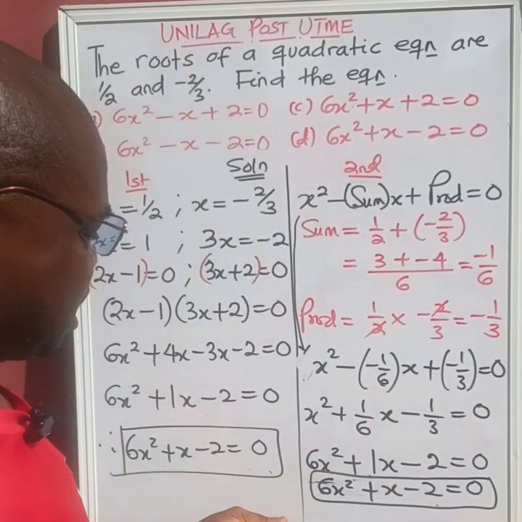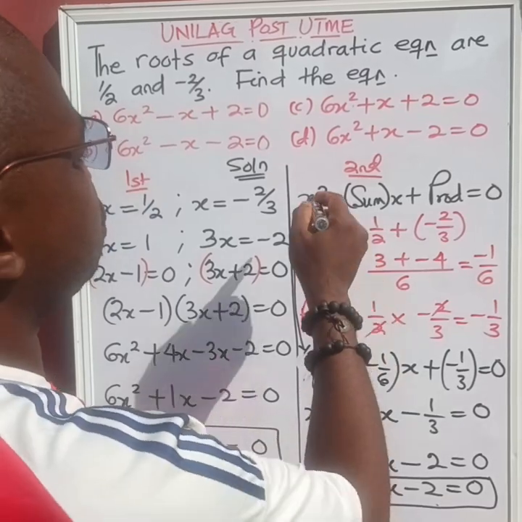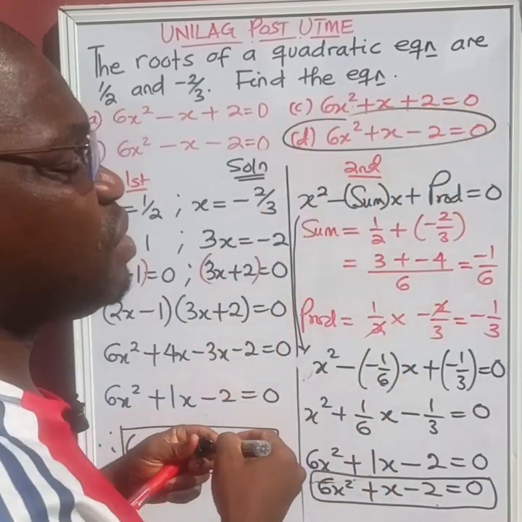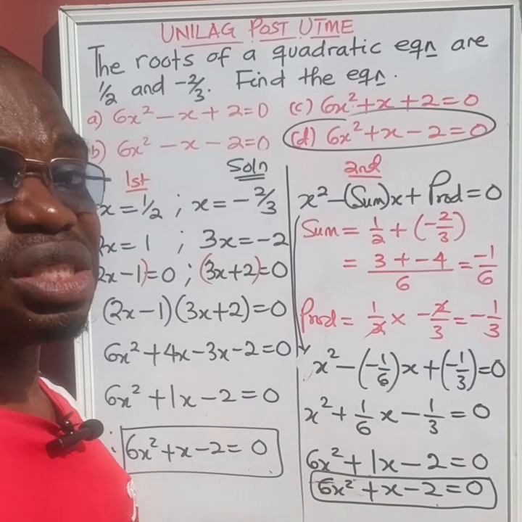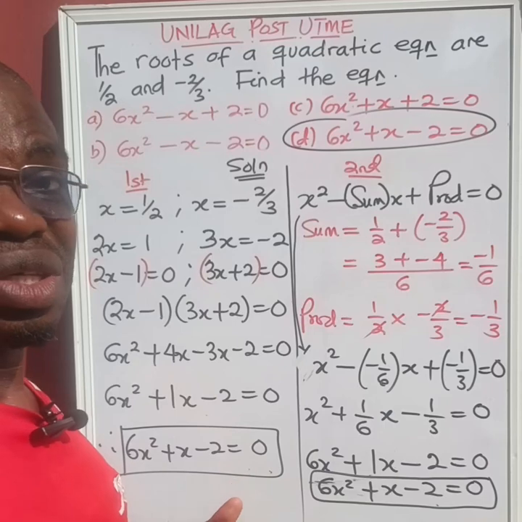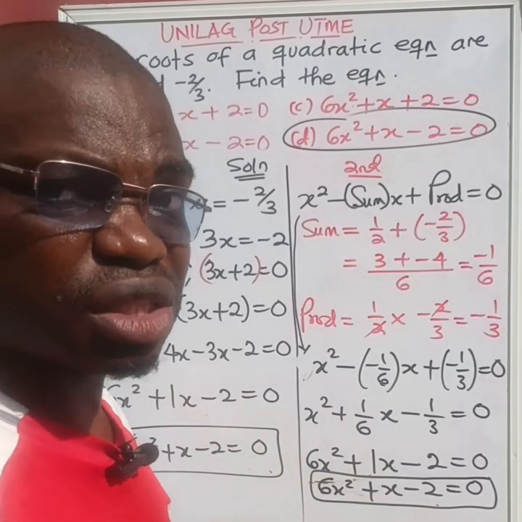And that's the same thing as the first method. So the option is option D. Whatever the case is, the option is option D. So whatever method you like, you use, and your examiner will give you the answer. Cheers.